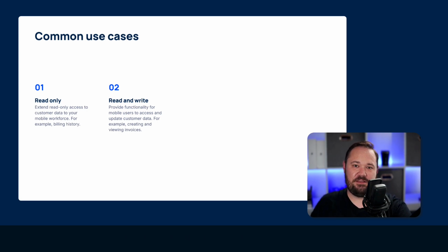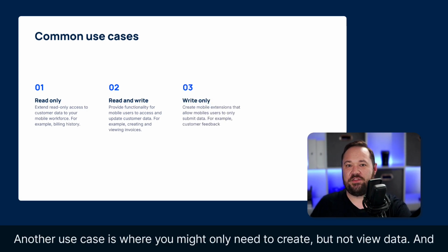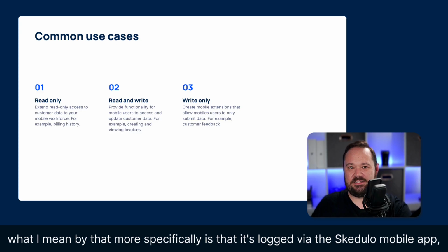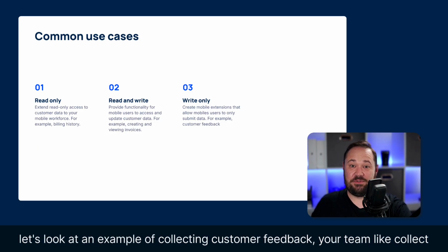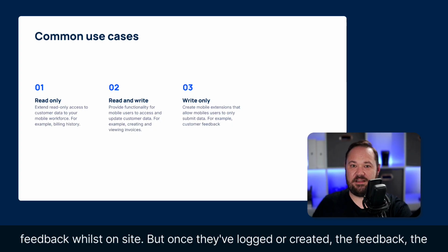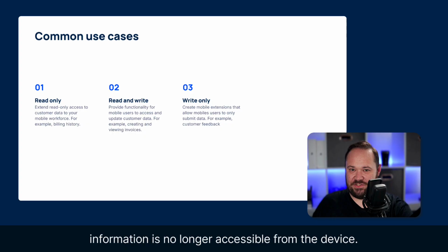Another use case is where you might only need to create but not view data. And what I mean by that more specifically is that it's logged via the Schedulo mobile app, but the user doesn't have access to the data that's historically been created. So let's look at an example of collecting customer feedback. Your team might collect feedback whilst on site, but once they've logged or created the feedback, the information is no longer accessible from the device.